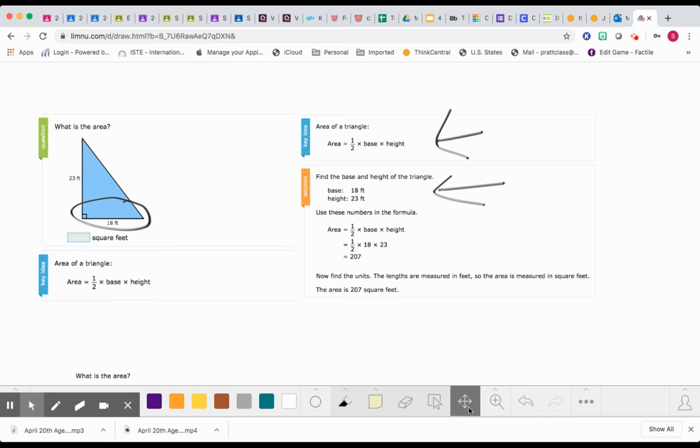Okay, so 18 times 23. I always put the higher number on top when I'm multiplying just because I think it's easier, but you can do it either way. So 18 times 23, or 23 times 18, doesn't matter.